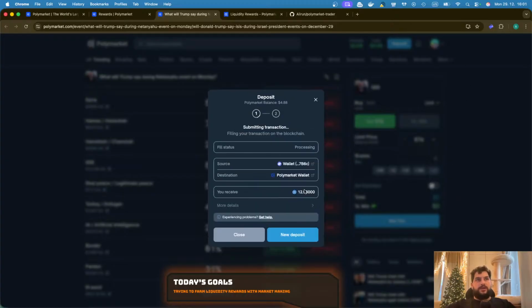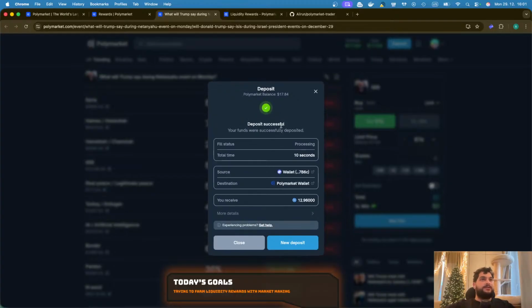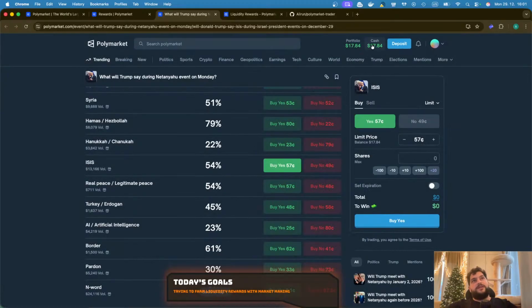Yeah, this is why I don't like using AI. You don't control anything, and the transaction inclusion, like the deposit, does not simply work on the first try. Okay, deposit successful. We have like 17 or $18 loaded.